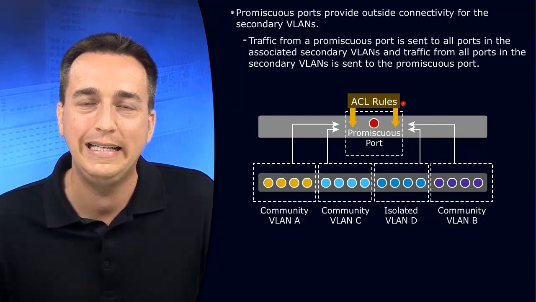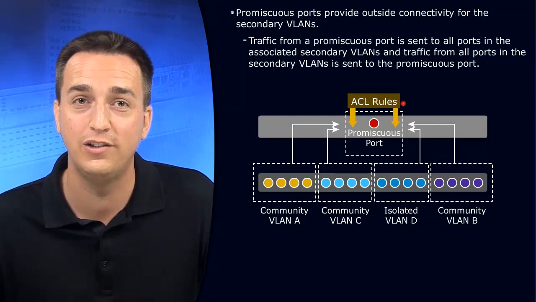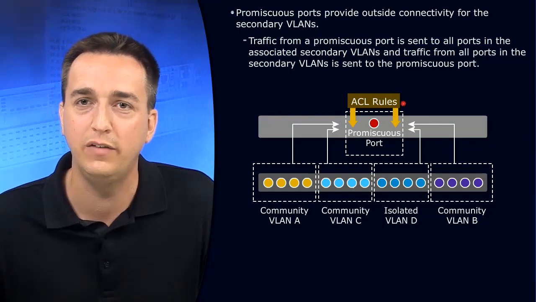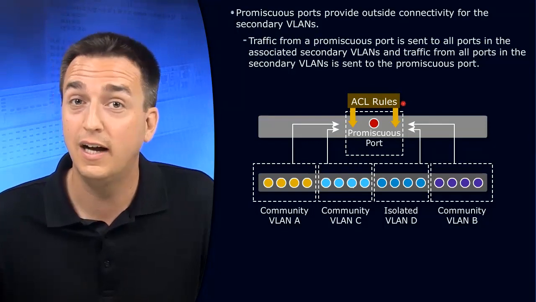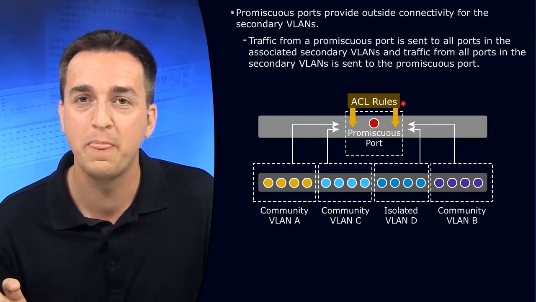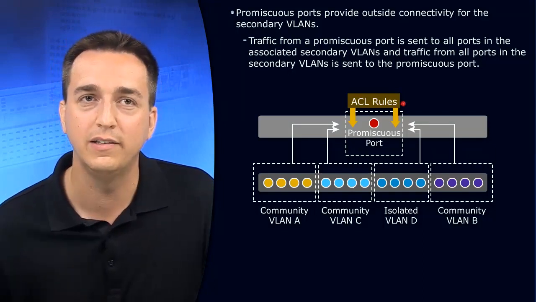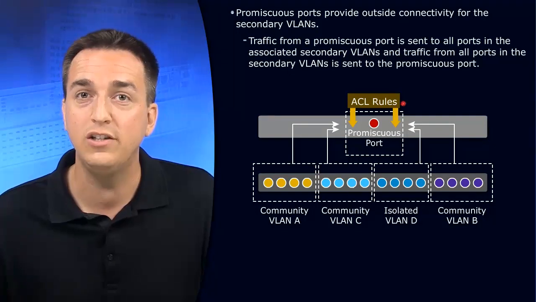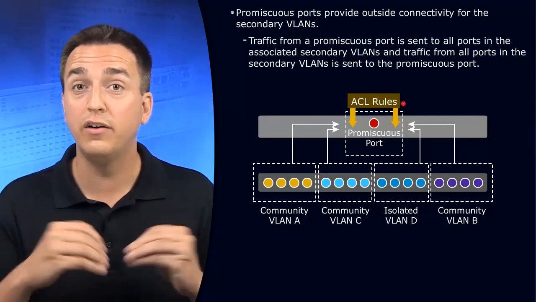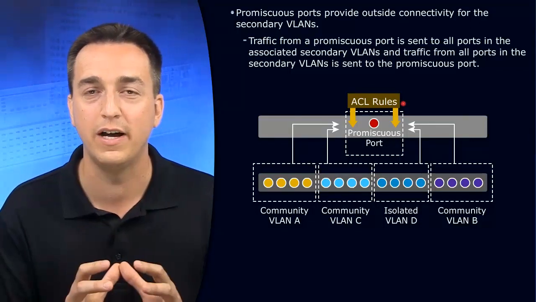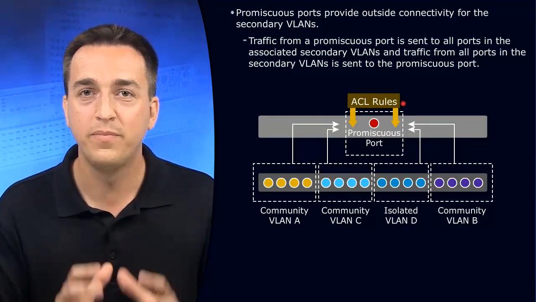So you really need to understand this terminology. What did we cover? Primary VLAN, secondary VLAN, community VLANs, isolated VLANs. Those are both secondary VLANs. And we also mentioned the promiscuous port. So you need to understand these terms and you need to understand the flow of traffic between these different types of VLANs.